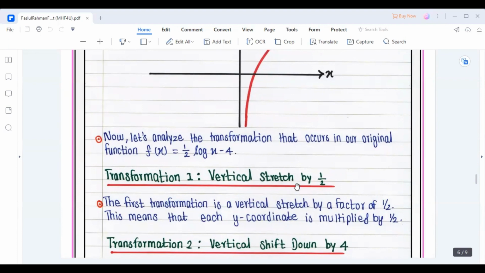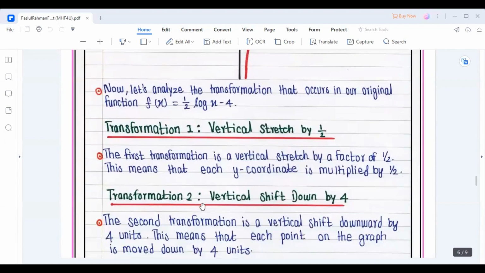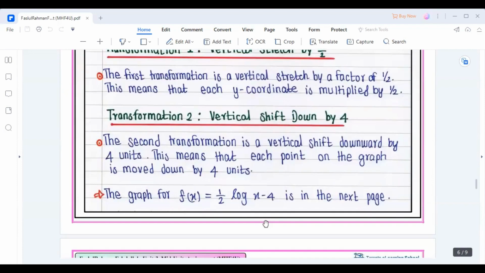Transformation 1, vertical stretch by half. This half. The first transformation is a vertical stretch by a factor of half. This means that each y coordinate is multiplied by half. Transformation 2, vertical shift down by 4. This minus 4. The second transformation is a vertical shift downward by 4 units. This means that each point on the graph is moved down by 4 units.